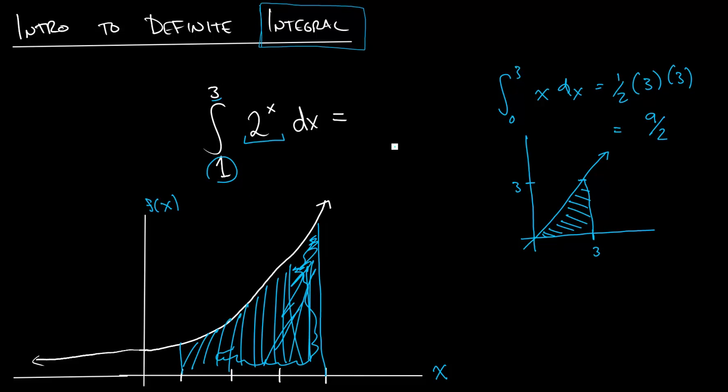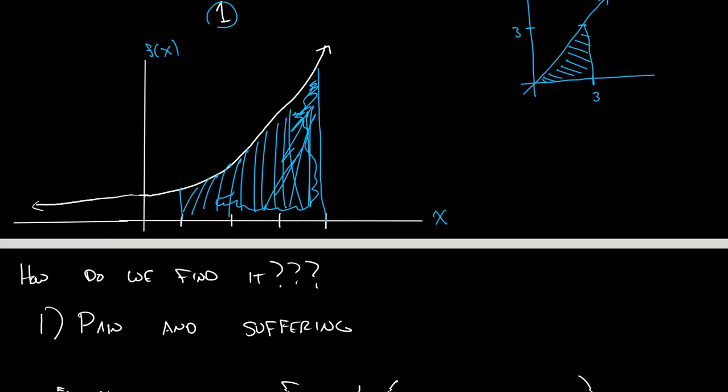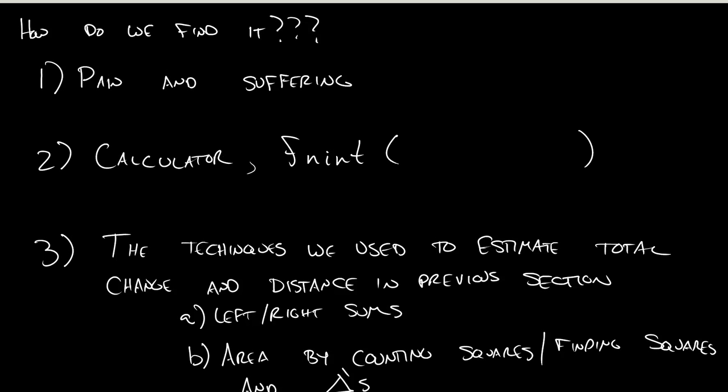But how do I find something that's a little bit trickier, that's like this? Well, we have 3 main methods. The first is pain and suffering. We won't be learning that one first. We will be spending a lot of time on it later, unfortunately. But for now, we really only have 2 methods. Yeah, no joke about the pain and suffering one. We will be spending a lot of time on that one later.